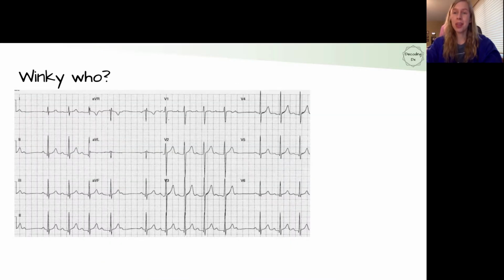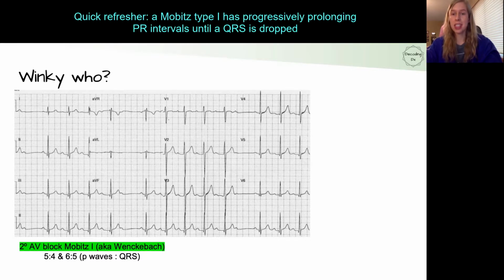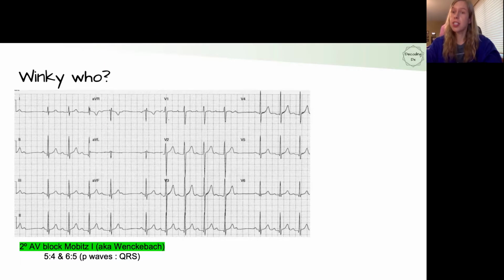Alrighty, last abnormality that we're going to talk about are second degree AV blocks. This EKG is an example of a second degree Mobitz type 1 AV block. This is otherwise known as a Wenckebach block. And this one in particular, I want you to note that there's a 5 to 4 or a 6 to 5 concordance of the AV block.